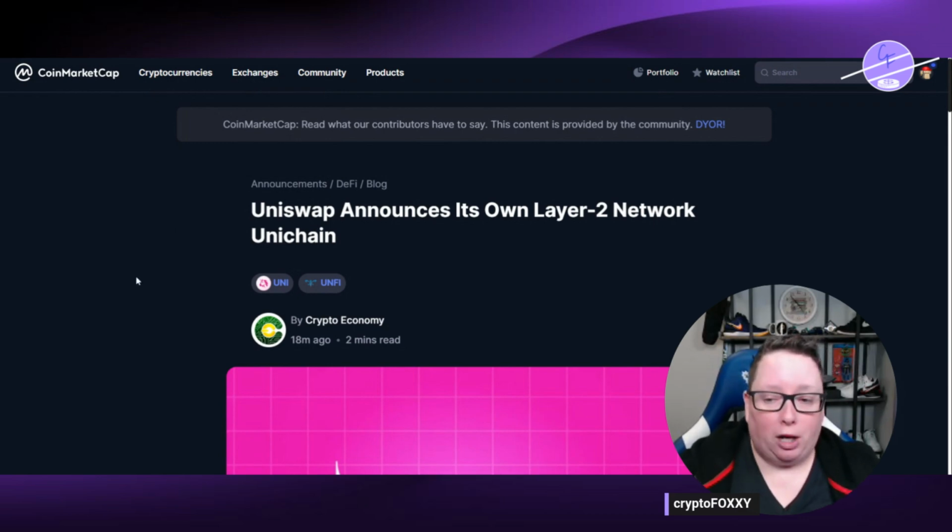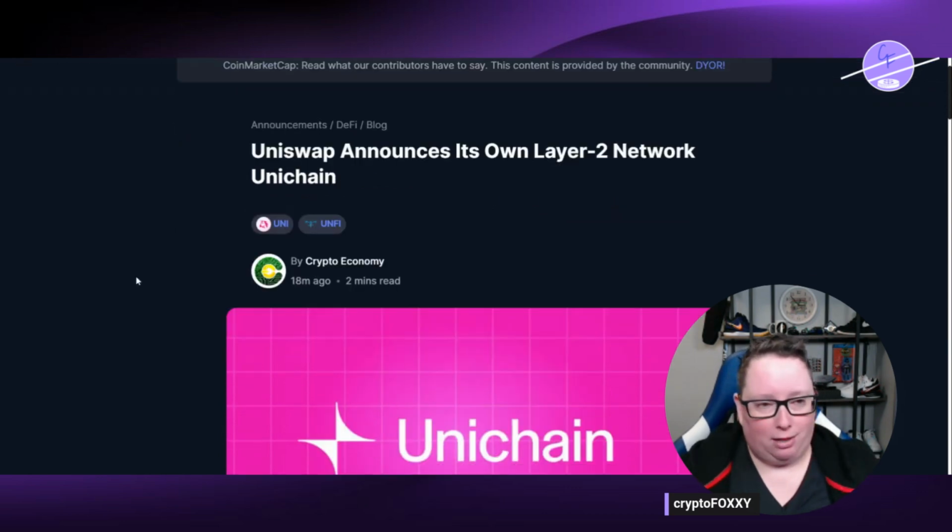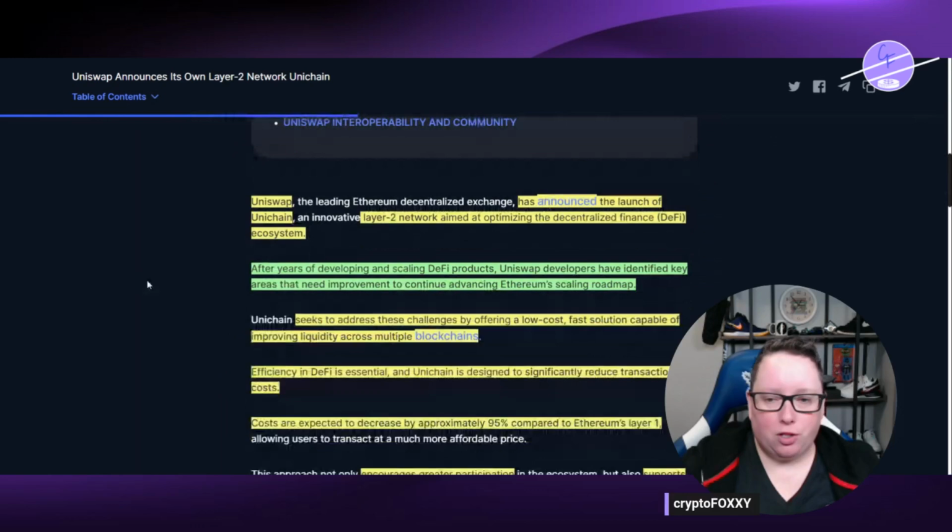Uniswap announces its own Layer-2 network, Unichain. This is exciting, guys. And please stick with me till the end because I'm going to explain why I think this is a great idea from Uniswap. All right, so Uniswap has announced the launch of Unichain. This is their Layer-2 network aimed at optimizing decentralized finance, or the DeFi ecosystem.